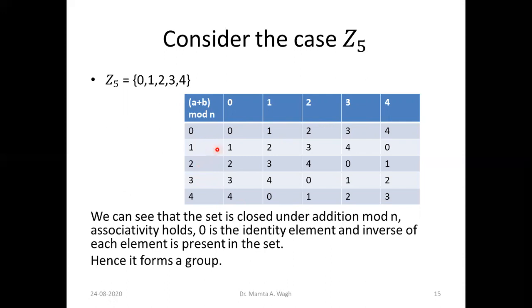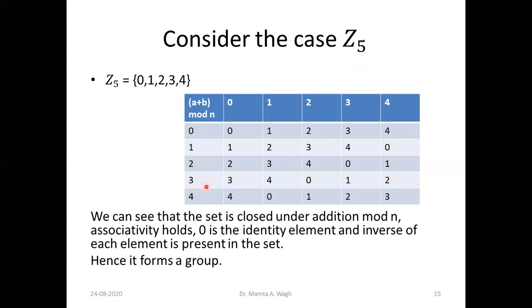Next is 1. 1 plus 0 is 1, 1 plus 1 is 2, 1 plus 2 is 3, 1 plus 3 is 4, and 1 plus 4 is 5. As you have reached 5 here, and 5 is not in Z5, in addition modulo 5 this will be 0. You divide 5 by 5 and the remainder will be 0. So this will be 0. Next here, 2 plus 0 is 2, 2 plus 1 is 3, 2 plus 2 is 4, 2 plus 3 is 5, so that will be 0 under modulo 5, and 2 plus 4 is 6, that will be 1 under modulo 5.